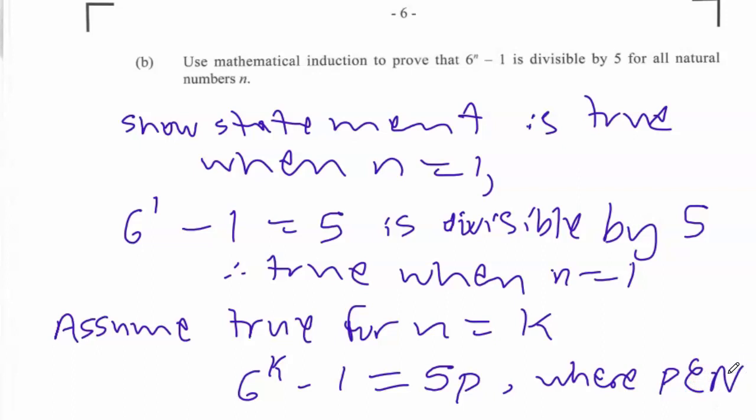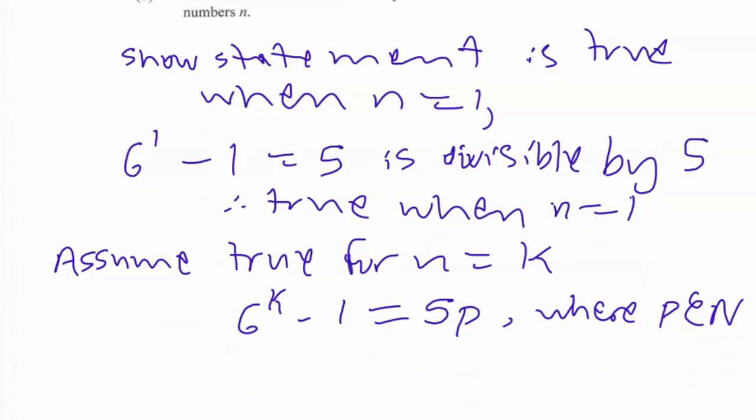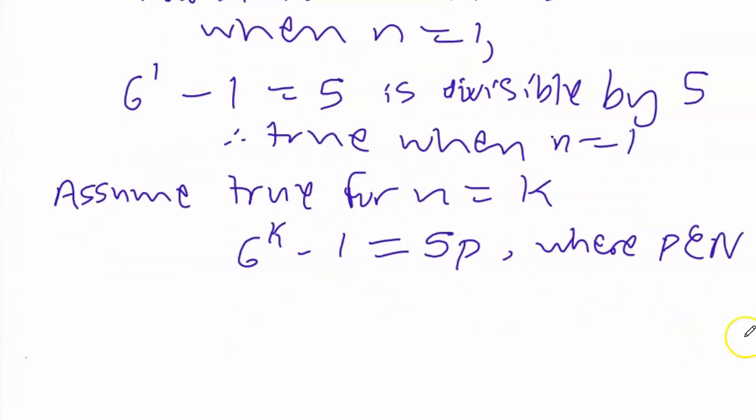Notice any natural number that can be divided by 5 can be written as 5 times a value. For example, 15, we know 15 is divisible by 5. 15 can be expressed as 5 times 3. So think of any number that can be divided by 5. That number can be expressed as 5 times a natural number. We call that number p, where p can be any natural number. And so that's an assumption.